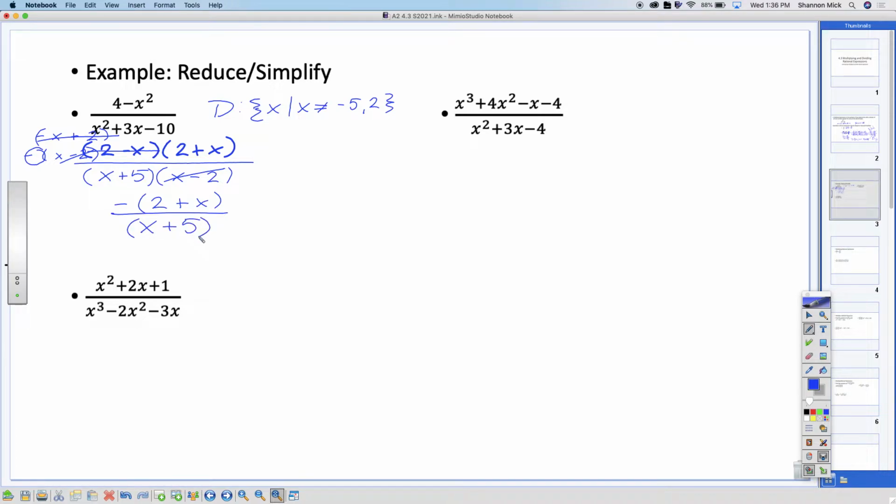Now, question for you. Can I move around that x and that 2? What makes that one special that I can just move it around? They're both positive. If they're both positive, can I just move them around anywhere I want? If that bothers you, could you write it as negative x plus 2 over x plus 5? Does it matter? No. It's still the same question, the same answer. So the domain and that simplified is your answer.